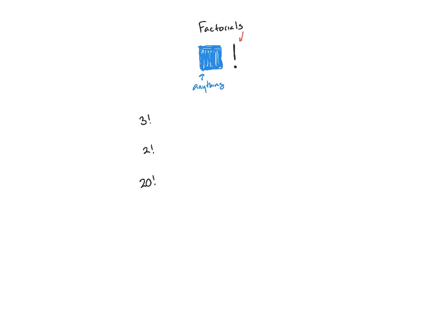And so in order to understand that, let's go ahead and take 3 factorial. When I take a factorial, I take the number written and I multiply it by everything less than itself down to 1. So 3 factorial will be 3 times 2 times 1. 2 factorial will be like 2 times 1. 20 factorial, on the other hand, is a little bit more tedious. It's like 20 times 19 times 18, and so forth, all the way down.